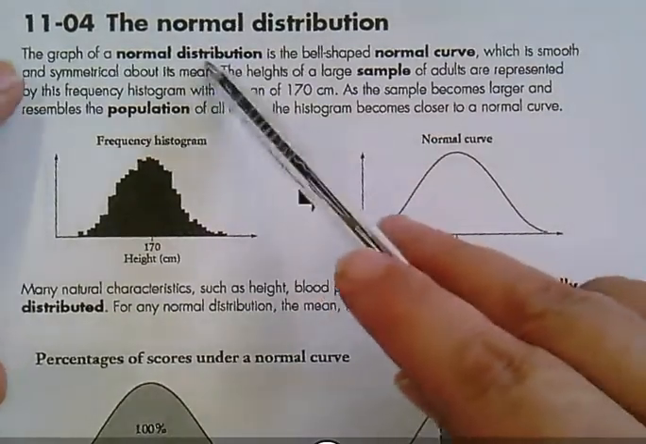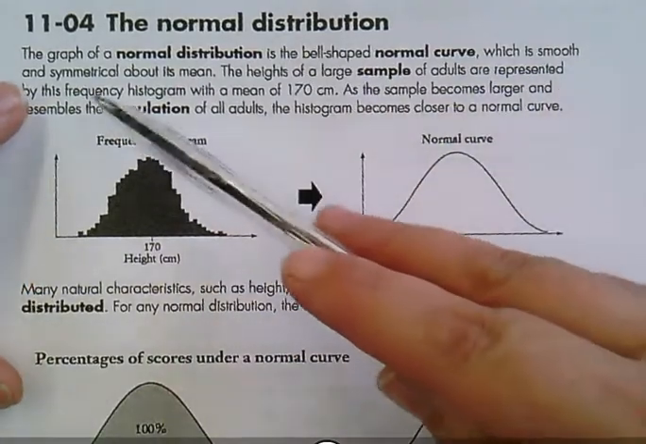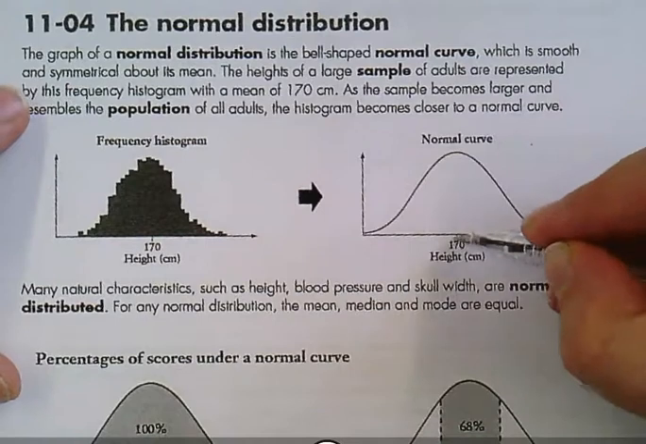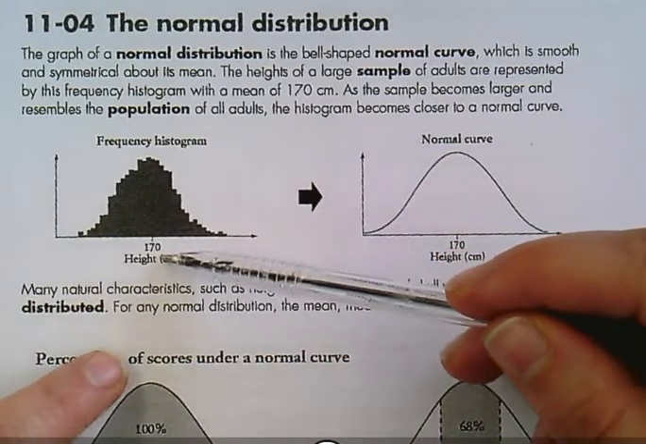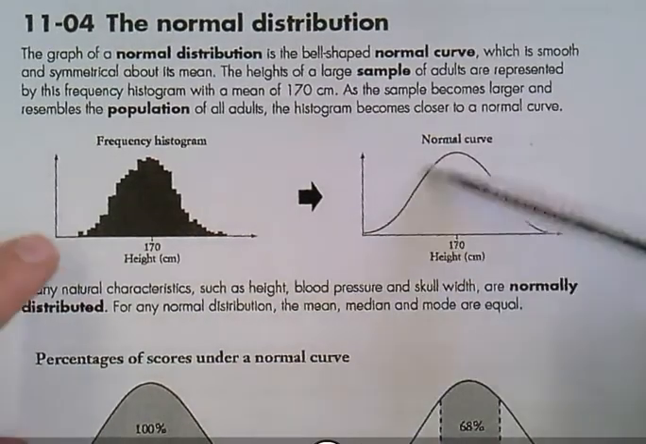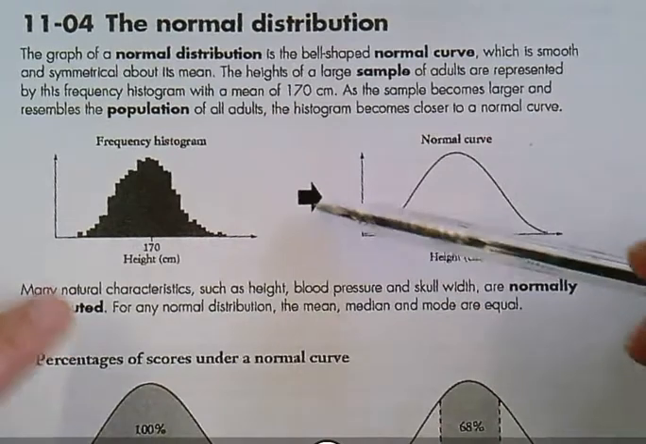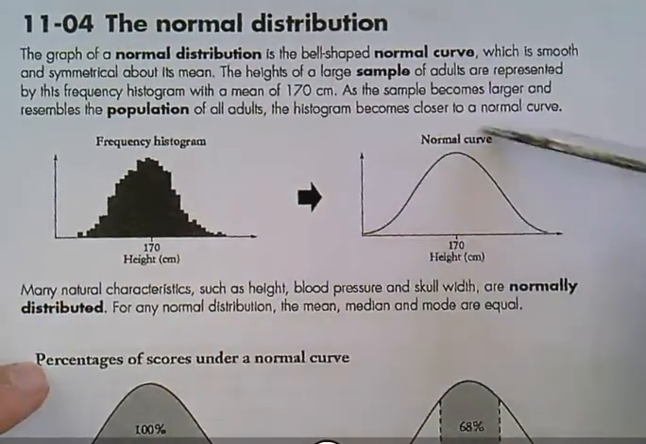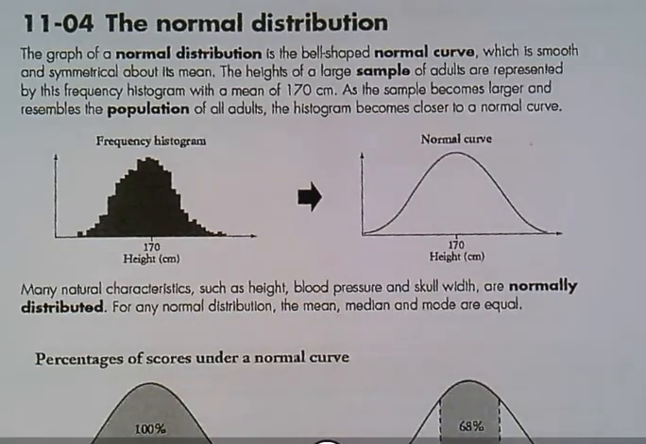So the graph of a normal distribution is a bell-shaped curve which is smooth and symmetrical about the mean or the average. The heights of a large sample of adults are represented by this frequency histogram here with a mean of 170. And as the sample becomes larger and larger, so if we ask thousands or even 1 million people, the histogram will become closer. So that's not exactly a perfectly symmetrical curve, but the more people we ask, the closer it will be to this normal curve, which is perfectly symmetrical. You could fold it in half. Okay, so when you see that, it's come from a frequency histogram.